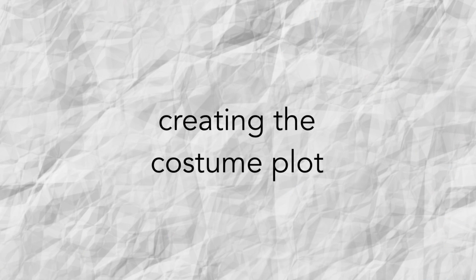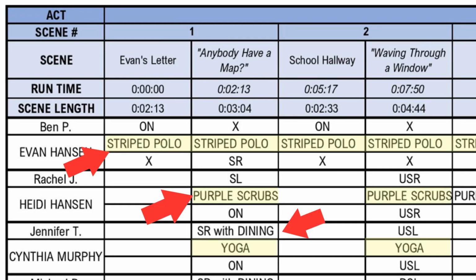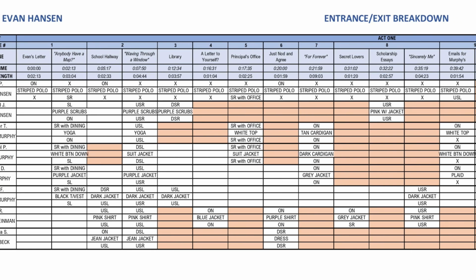Turning this entrance-exit breakdown into a costume plot is super easy as well. Once you know who is wearing what in which scene, you can add an identifier of 2 to 3 words into each middle box where they are wearing that specific look. Then identify when actors change costumes, and you can use the timings, entrance, and exit information to determine where that costume change should take place.